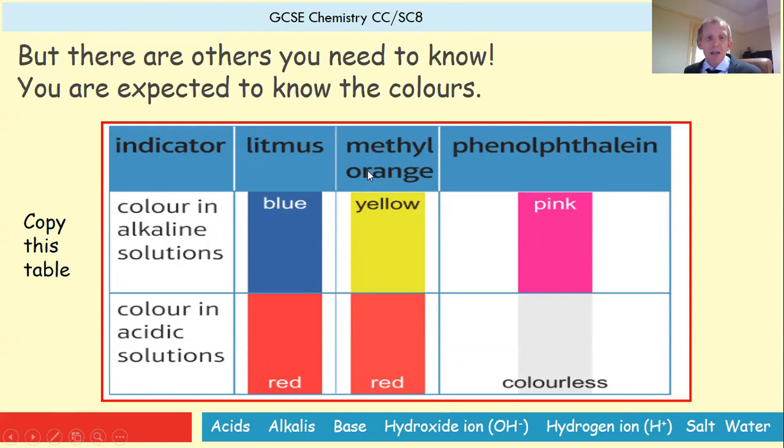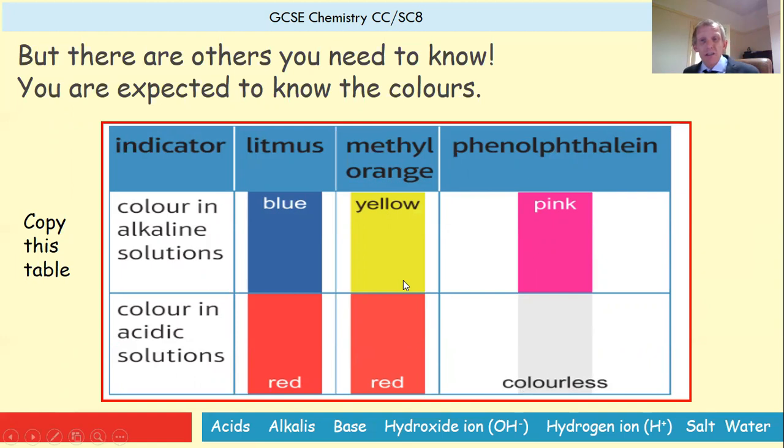Methyl orange indicator will turn yellow in an alkali solution, whereas in an acidic solution, it will turn red. And phenolphthalein is the last of the indicators that we're going to be looking at today. If you place it into an alkaline solution, it will turn pink, whereas if you place it into an acidic solution, it remains colourless. You see no colour change.